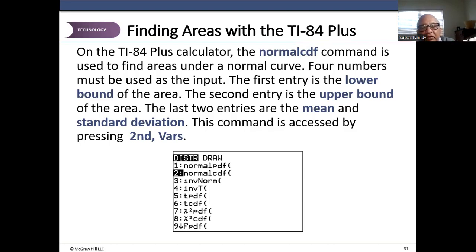Okay, and it is asking for a lower bound. Most of the time, the lower bound will be minus 1 E 99. Minus means negative, on the left. E means exponent, that means 10 to the power, and 99 means 10 to the power of 99, or 1 followed by 99 zeros, which is a very large negative number on the left.